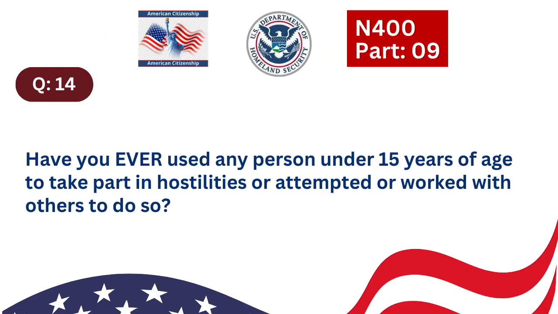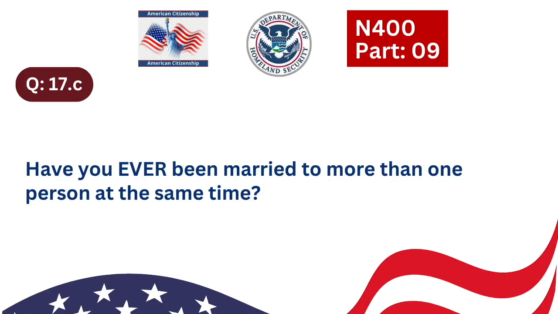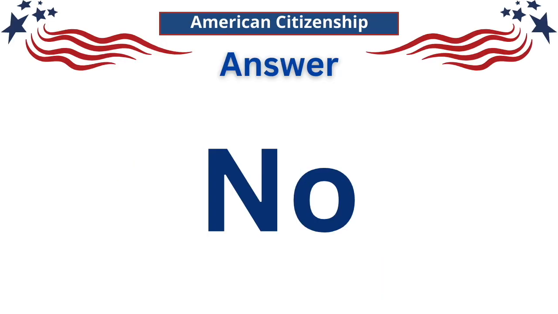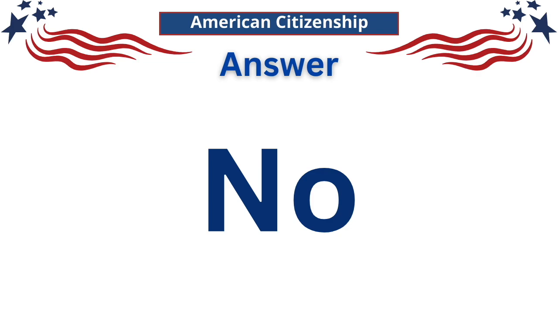Have you ever used any person under 15 years of age to take part in hostilities, or attempted, or worked with others to do so? No. Have you ever been married to more than one person at the same time? No. Do you currently owe any overdue federal, state, or local taxes in the United States? No.